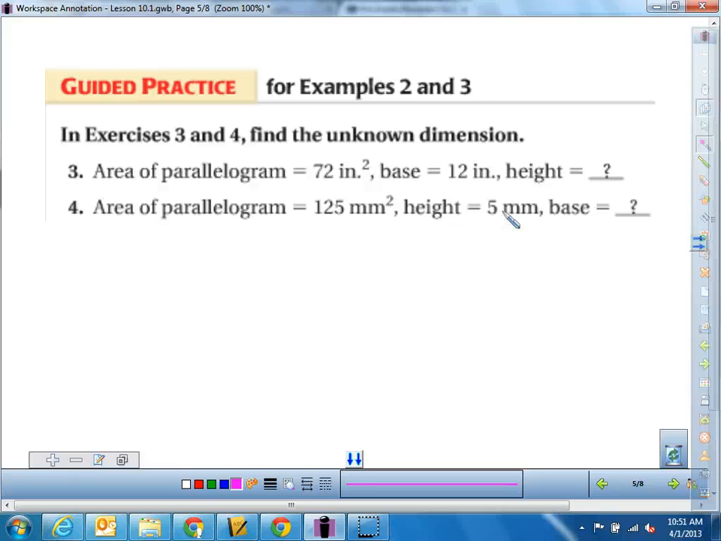You're going to have to do the second one on your own. But when you do the first one, we know our formula. It always helps to write out our formula. Area equals base times height. We know that our area is 72. So 72 equals base times height.